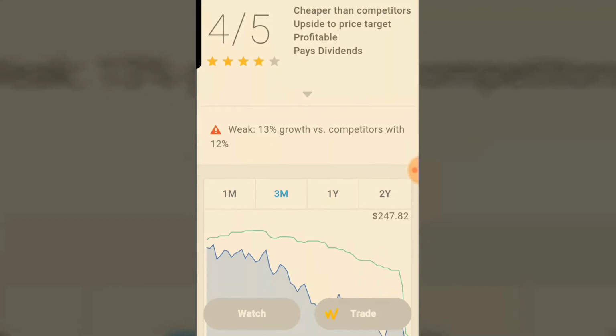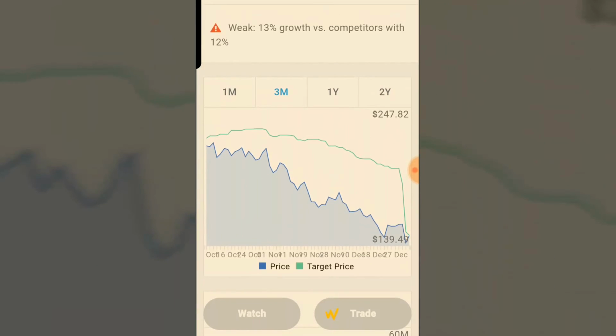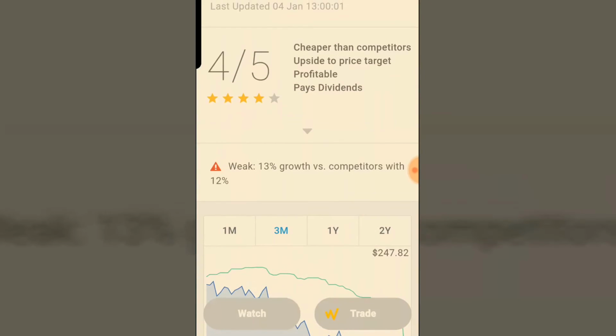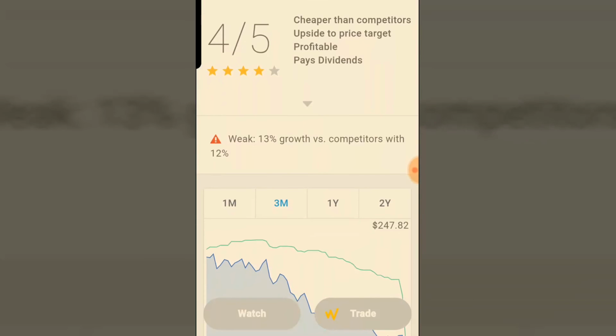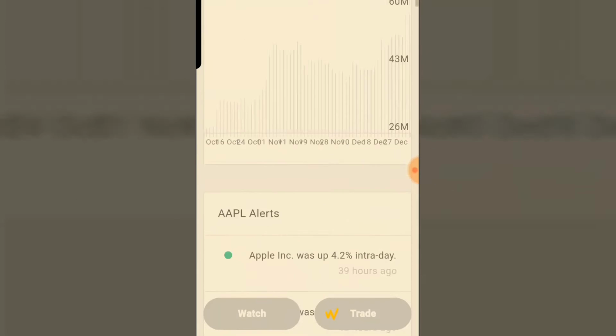So when you compare the PE ratio of Apple to other companies like it, it's a lot cheaper. It's a lot more affordable. It's a lot more discounted than other companies.